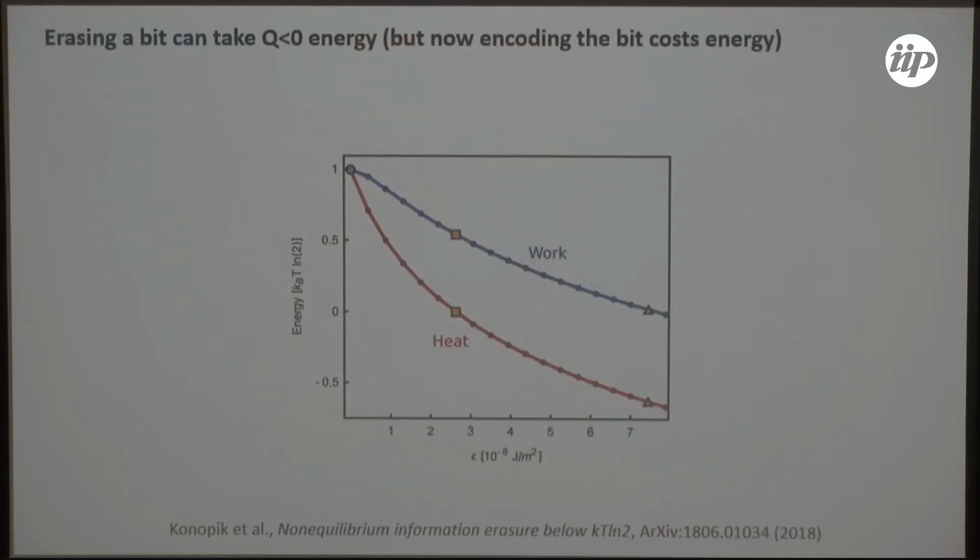So the main result of their paper, Konopik here, it's on the arXiv and it's from last year, is that the more in non-equilibrium you are, this is given by this parameter epsilon, the lower the work and heat you need in order to erase the information about your memory. And the cool thing is that there is actually a bound in which the heat dissipation goes below 0.